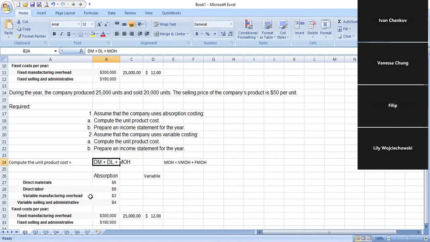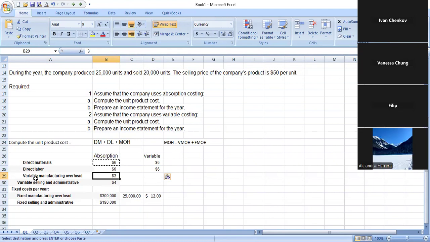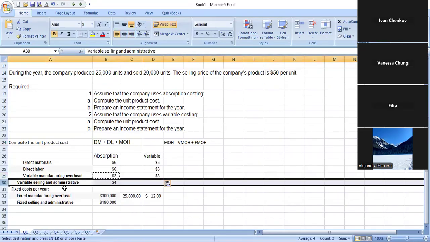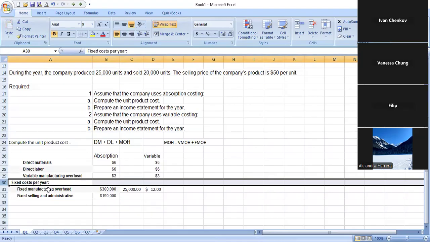So now, for that reason, what do we need? We need direct material in both systems. We need direct labor. Do we need variable manufacturing overhead? Yes, it's part of the overhead. Do I need variable selling and administrative expenses? No. Is this part of the product cost? No. That's actually period cost.